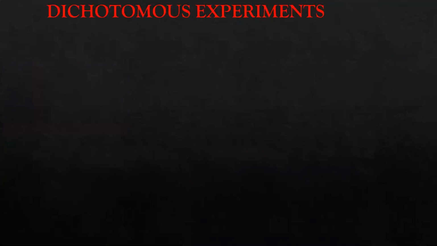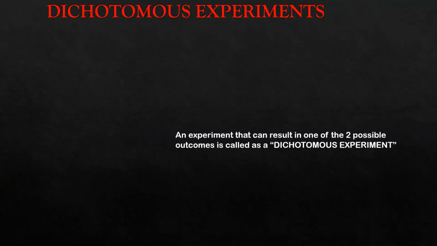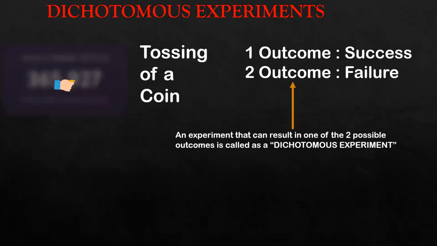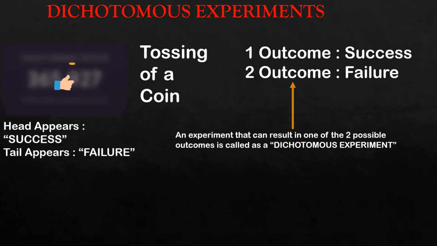So basically, class, the dichotomous experiments are those experiments that can result in one of the two possible outcomes. That is why they are called dichotomous experiments. These outcomes can be, number one, denoted as success, and the other outcome can be denoted as a failure. For example, when we toss a coin and if head appears, we can say it is a success. If tail appears, we can denote it as failure.